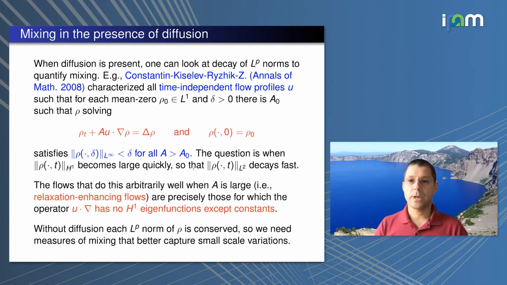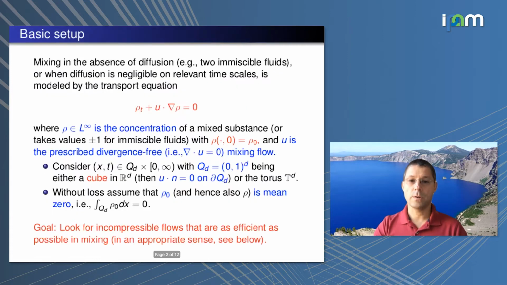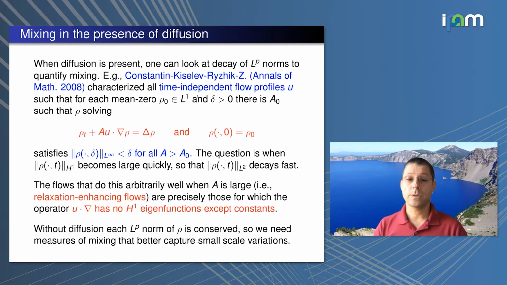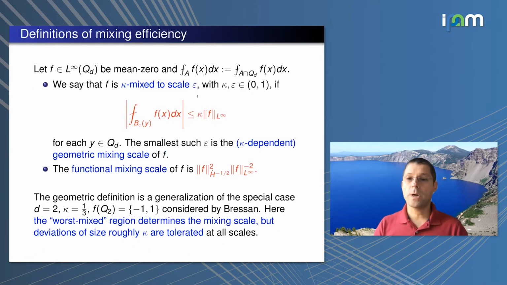And this is just a very quick slide on what happens if you do have diffusion. Of course, here we have no diffusion. If you do have diffusion, you can look at measures of mixing that are based on the Lp norms, but you can't do that if you don't have diffusion, so you need something else. So I will just skip this slide quickly, and if anybody wants to see it, then of course it will be on the video.